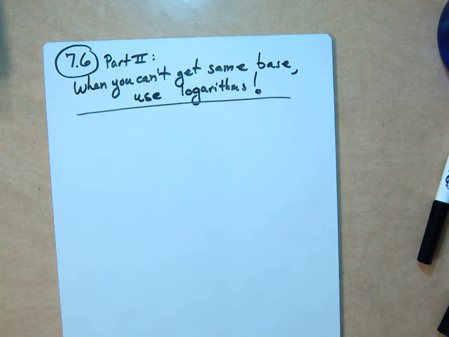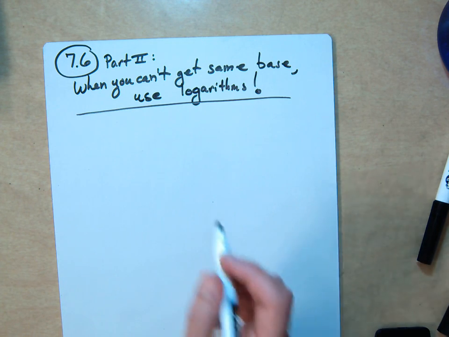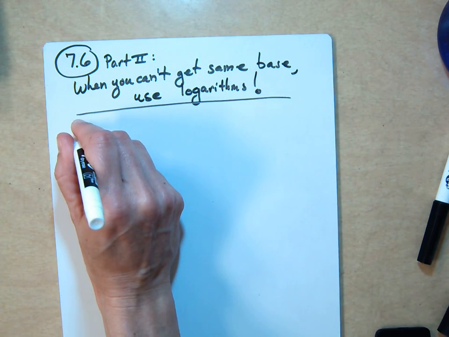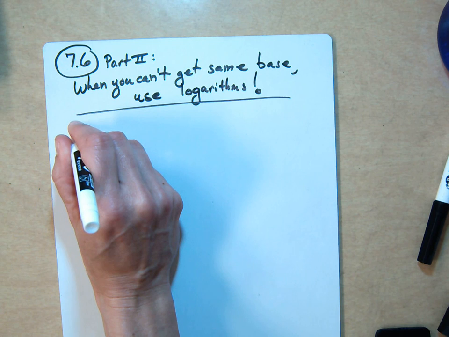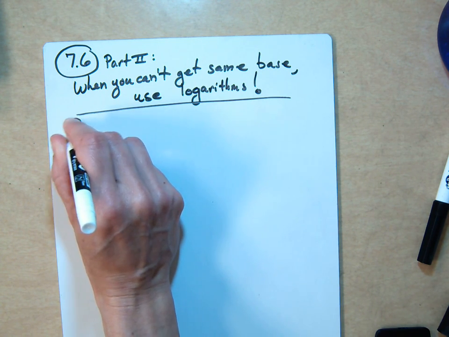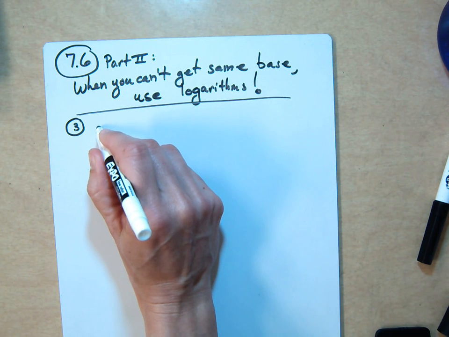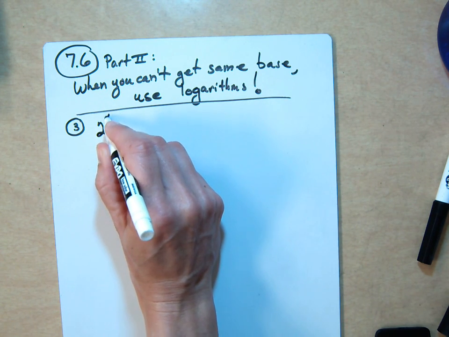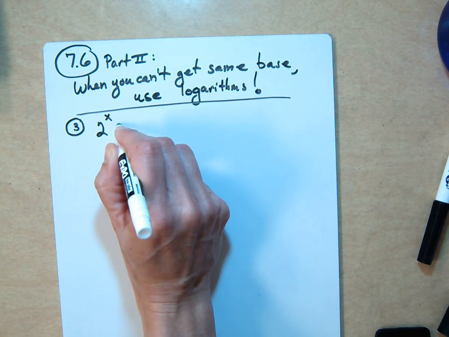Okay, so now what do we do when we can't get the same base? We have to use logarithms to solve. That's the whole reason for doing the logs, is really to solve exponential equations like this. And you've actually kind of had a preview of this, so that's good. 2 to the x equals 5.